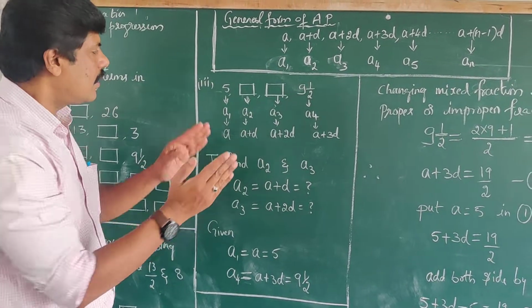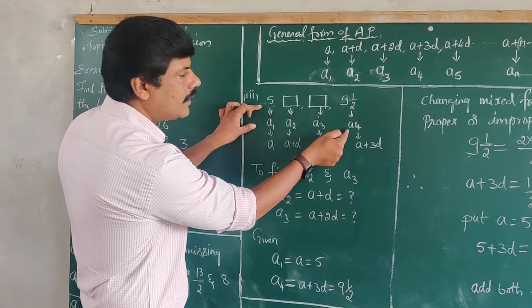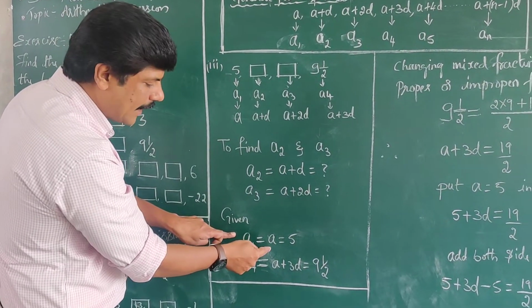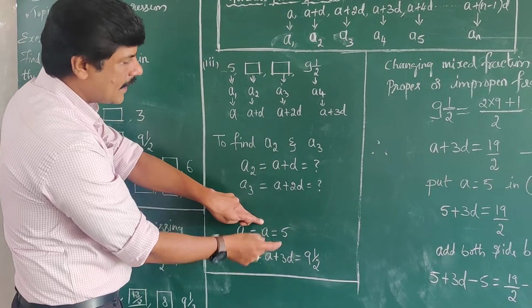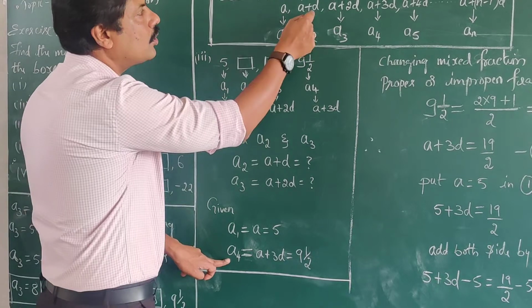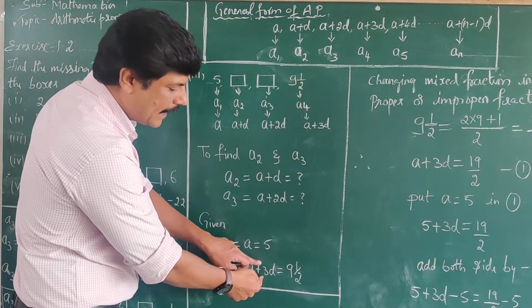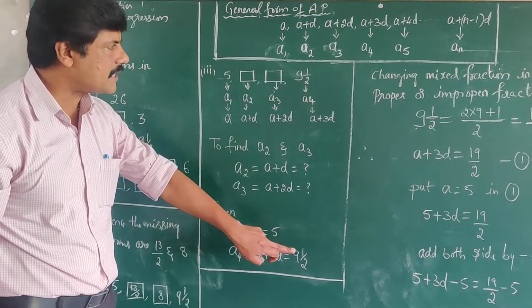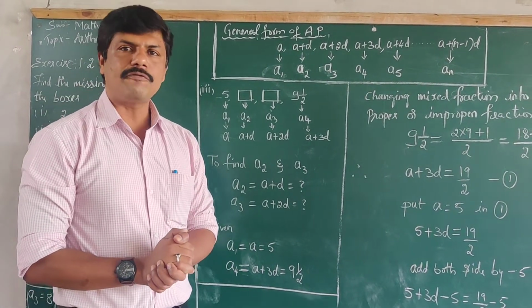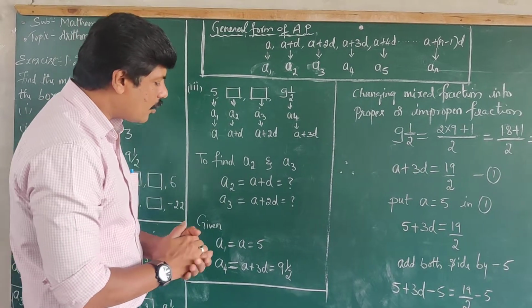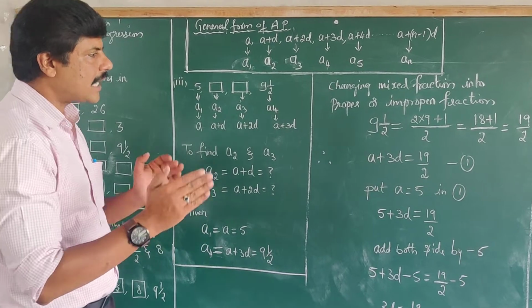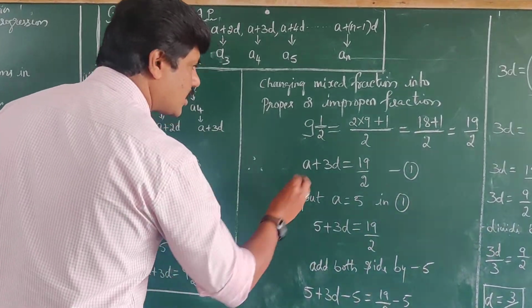What is given are A1 and A4. What is A1? A1 is nothing but A, and A is equal to 5. And what is A4? According to the general form, A4 is A plus 3D, which is nothing but 9.5 (nine and a half), given. This is a mixed fraction, so we have to convert the mixed fraction into a proper or improper fraction. Only then is it possible to solve this problem.